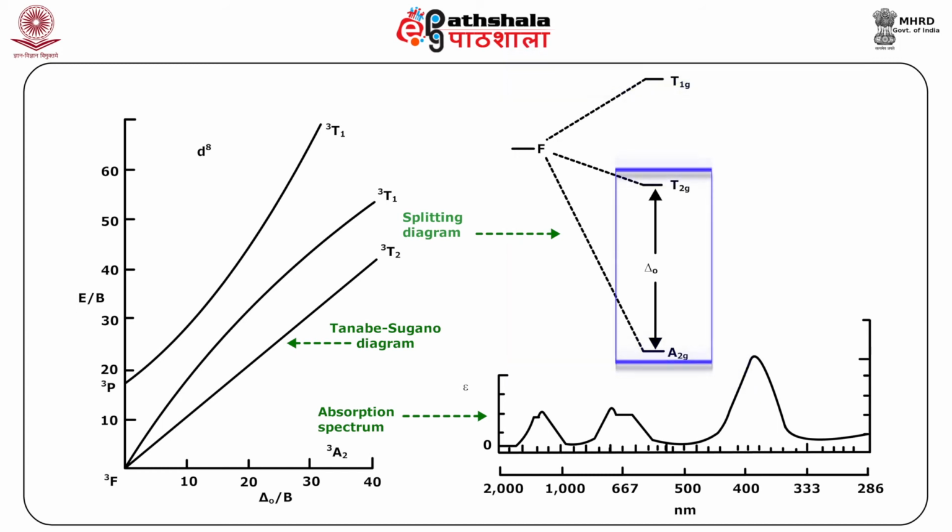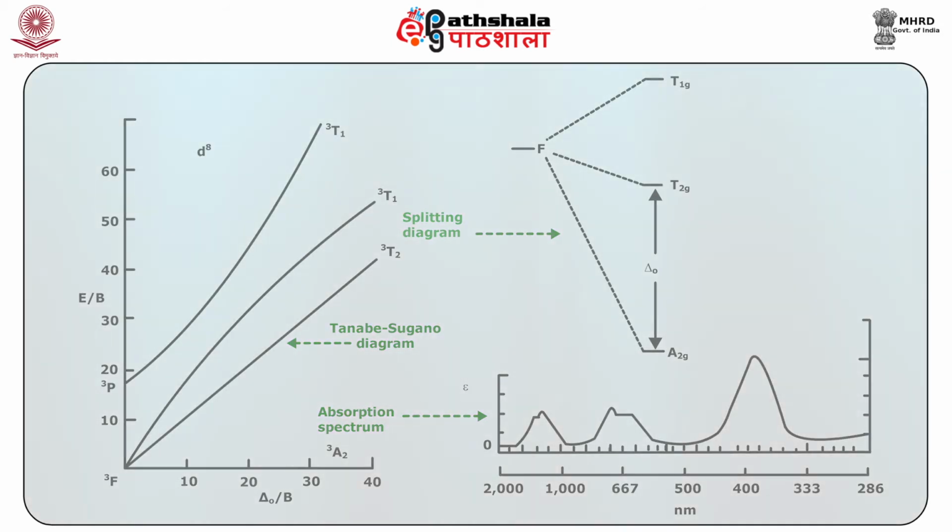The difference between two lowest energy terms corresponds to the value of delta naught. Therefore, in order to find the value of delta naught, we simply have to determine the value of energy difference between the two states A2g and T2g. The Tanabe-Sugano diagram for this configuration is represented in the figure. Examples of this electronic configuration include the nickel 2 plus complex with H2O as the weak field ligand.